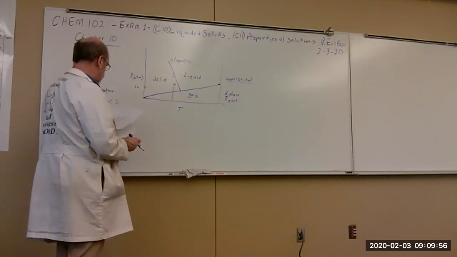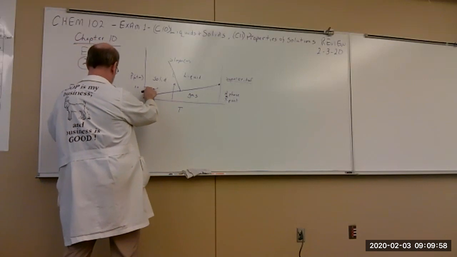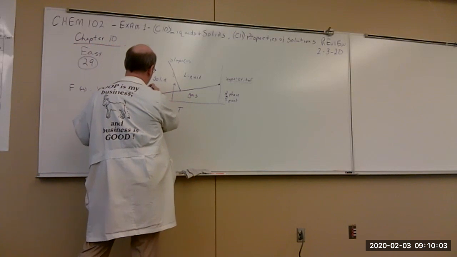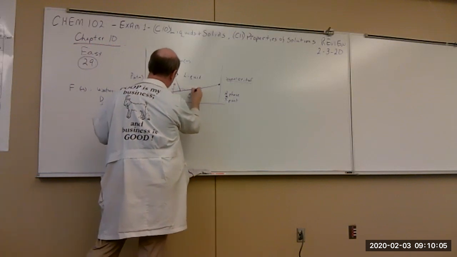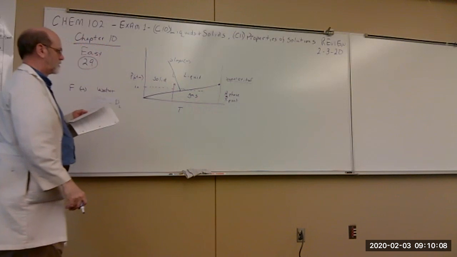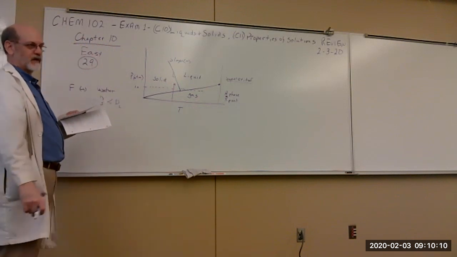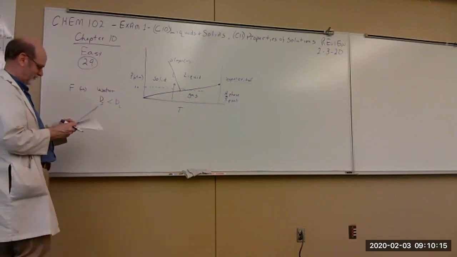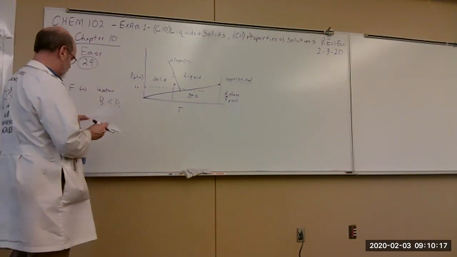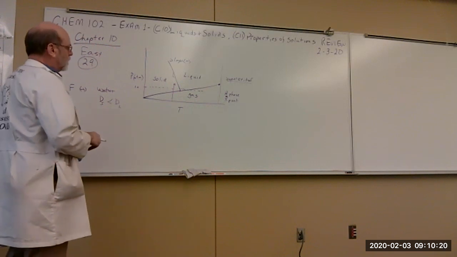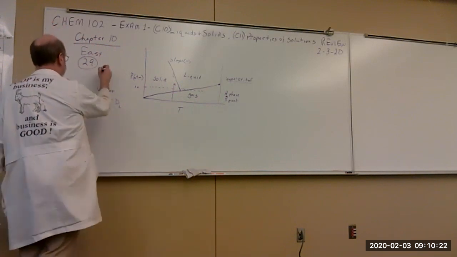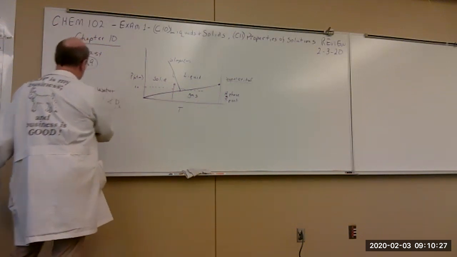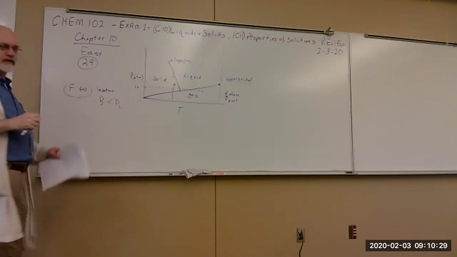D: When heated at one atmosphere, this substance will first melt, then boil. Yep. Melt. Boil. Okay. Probably water. None of the above is false? Well, that was false. Okay, so the only one that's false is A. The rest are true.